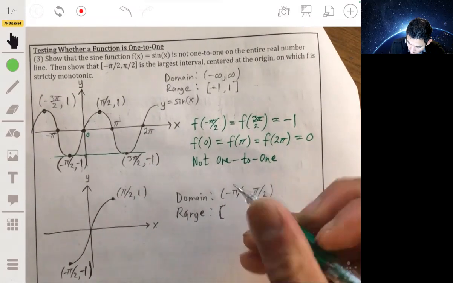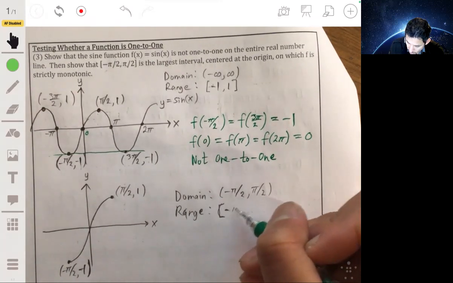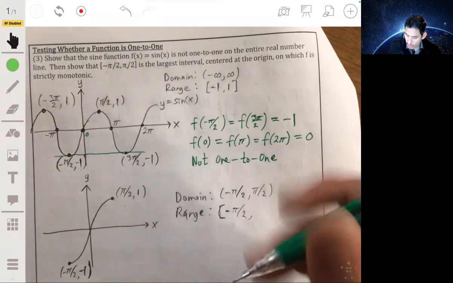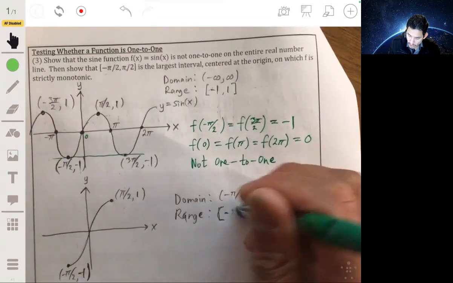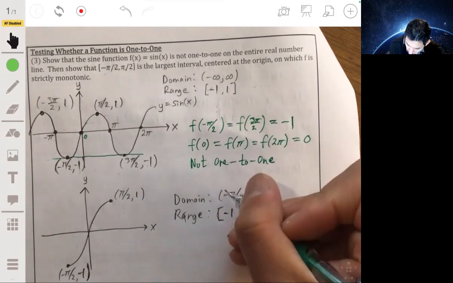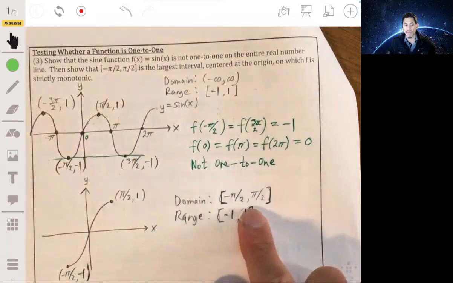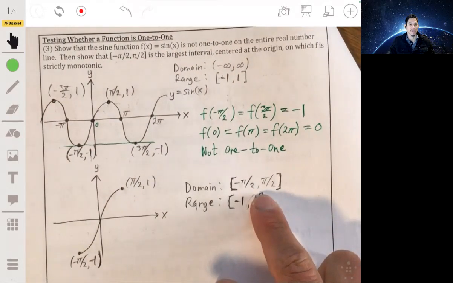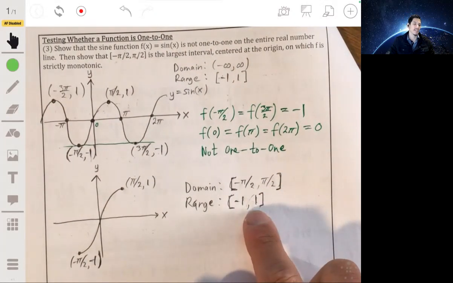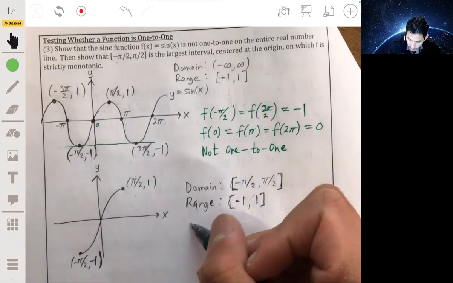Oops, negative. Negative pi over 2. What am I writing? -1, the range stays the same from -1 to +1. And I should be putting brackets around this one as well, because we're including those. There we go. So the domain is restricted to this interval, and the range happened to stay the same. So this is 1-to-1.